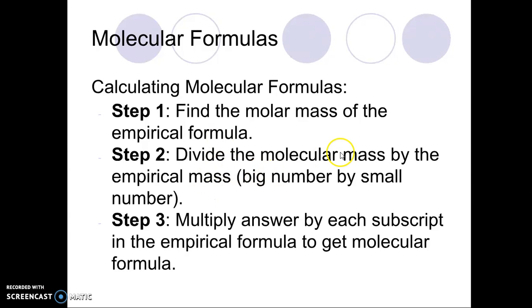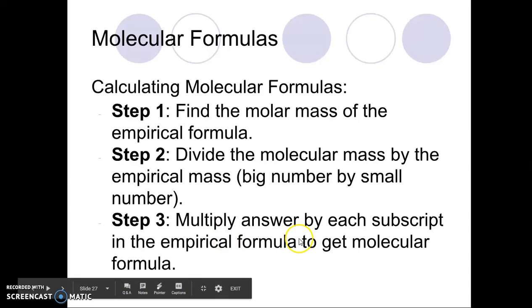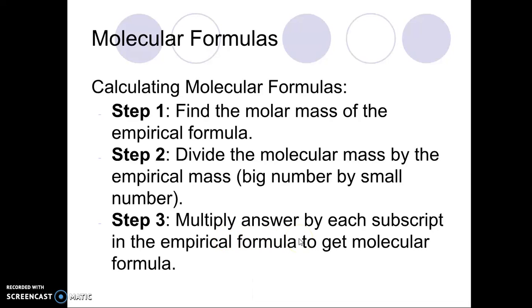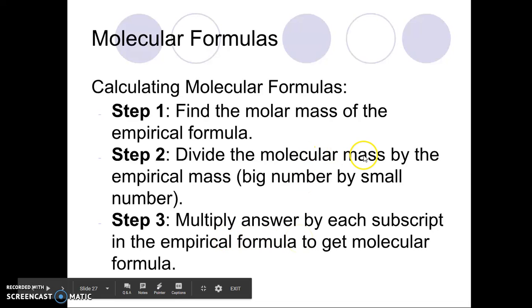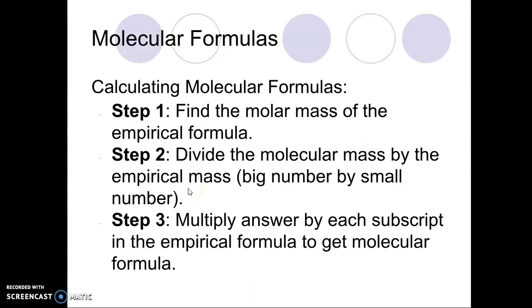You will then divide the molecular mass by the empirical mass. The molecular mass should always be bigger, or at least the same as the empirical mass. You're never going to get anything less than 1. These are all going to be whole numbers. So you divide the molecular mass by the empirical mass, and then you multiply that answer by each subscript. If I get 2, then I'm going to multiply all the subscripts by 2, and that'll tell me what the molecular formula is.